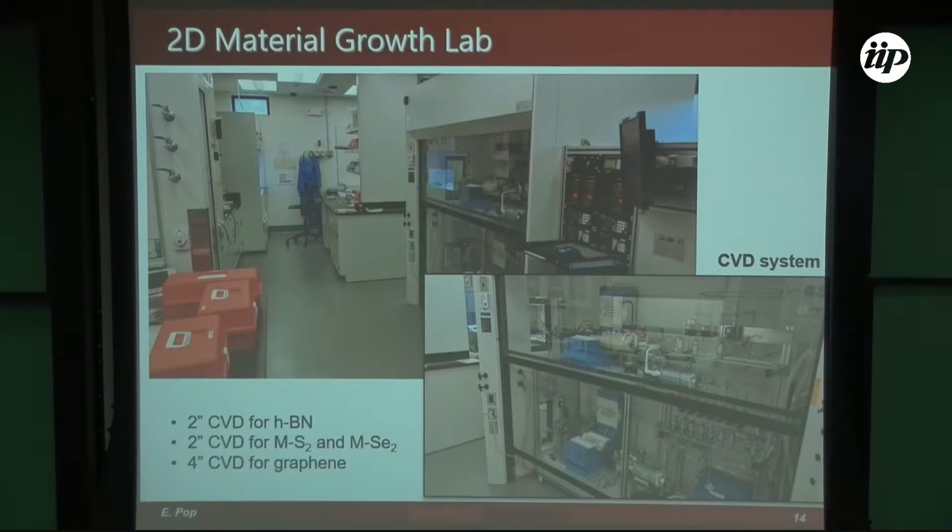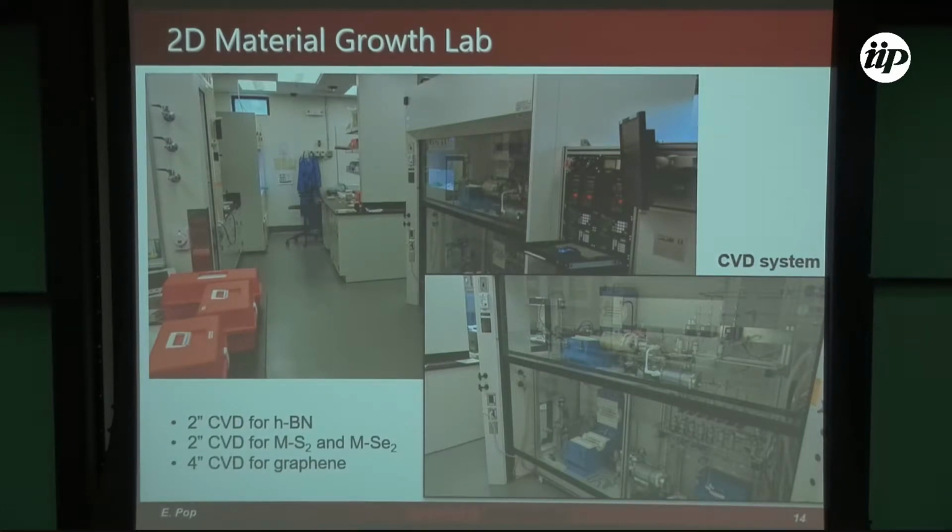If you come and visit us, which I really hope you will, I will give you a lab tour, and this is what our 2D materials growth lab looks like that we set up when we moved to Stanford. We have 2-inch CVD for boron nitride, 2-inch CVD for moly and tungsten selenide and sulfides, and then we have a 4-inch CVD system for graphene, which is actually in a different room, so it's not in this picture, but these are the 2-inch systems. That's the selenide system, that's the boron nitride system.